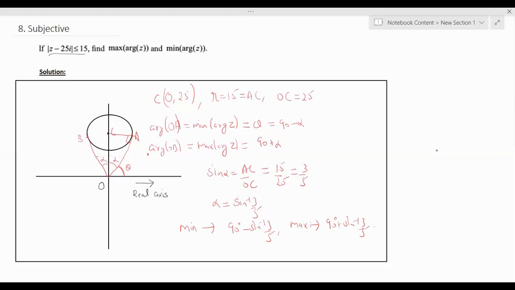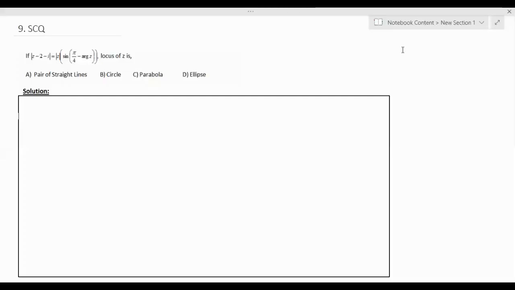If not, then please go and solve that kind of problem also, where it is asked to find the minimum and maximum modulus of a complex number. Okay, let's move to the next problem. So this is also a very good problem. Observe this very carefully.